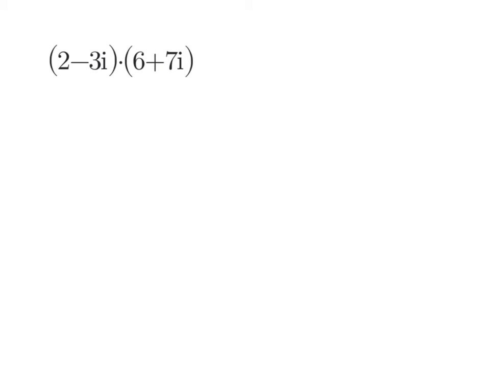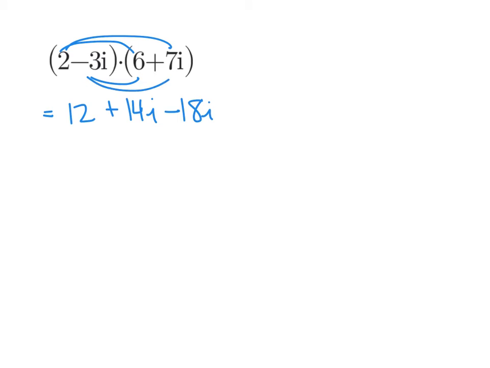When it comes to multiplying, we treat it like any other multiplication of binomials, like foiling. So 2 times the 6 will give us 12. 2 times the 7i is 14i. And then with the negative 3, we get negative 18i and negative 21i squared.